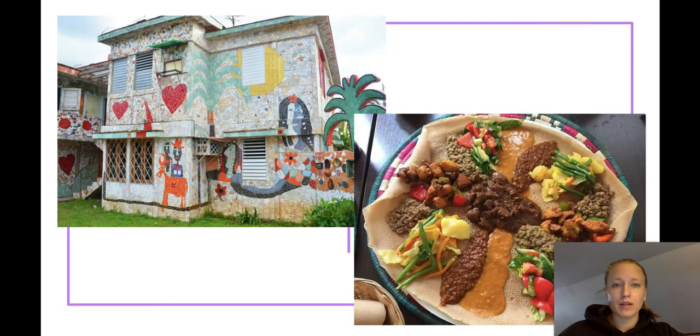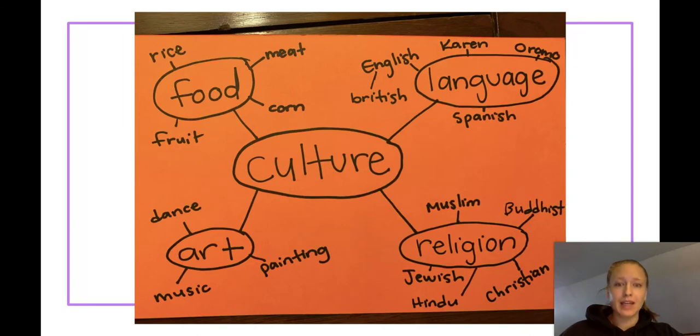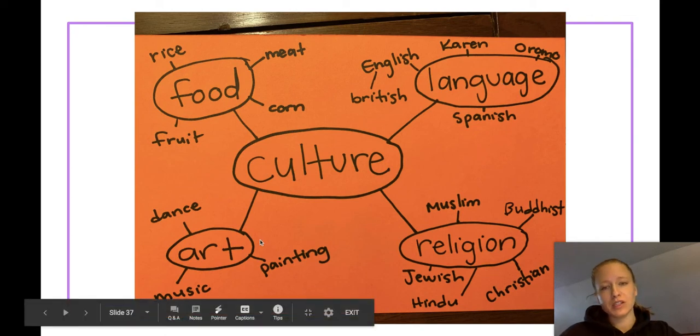So remember, culture is very big and complicated, and there are a lot of parts to culture, and that make a group of people very unique and special. So think about your food, the languages, the religion, and the art.